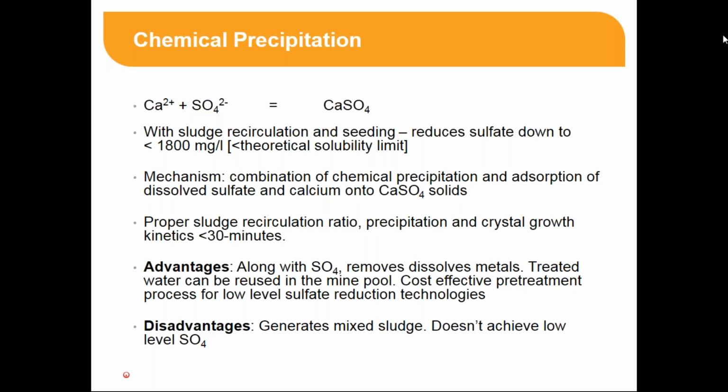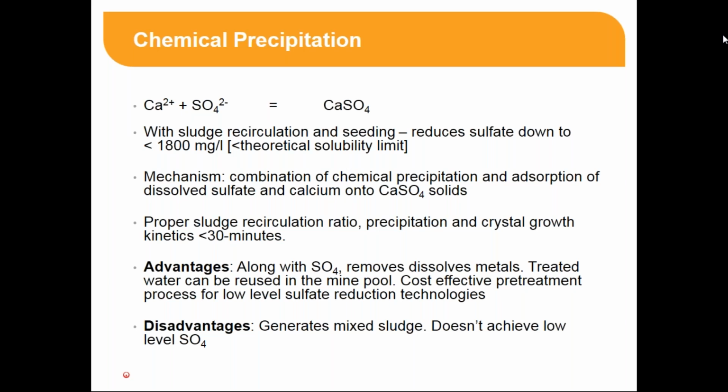What's the advantage of this chemical precipitation process? You should be able to get the sulfates down to theoretical limits. And if you have any metals, typically lime is added as a source of calcium ion. So when you add lime, any metals present will be removed as metal hydroxide, since mine water typically contains heavy metals. So you get calcium sulfate sludge as well as metal hydroxide sludge, and you'll have an effluent with low metal concentrations. So that water can be reused back in your treatment process.